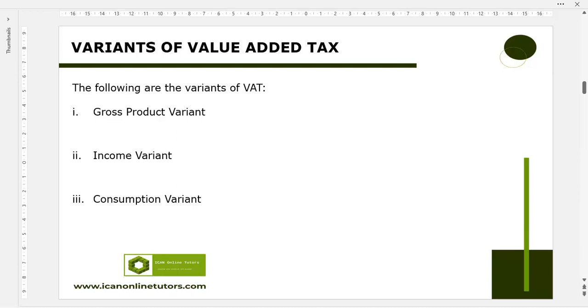Okay, so we have variants of value-added tax. There are just three. It means that what you refer to as value-added tax, or the basis of value-added tax in your country, may be quite different in another country. So we have the gross product variant. How does this work?